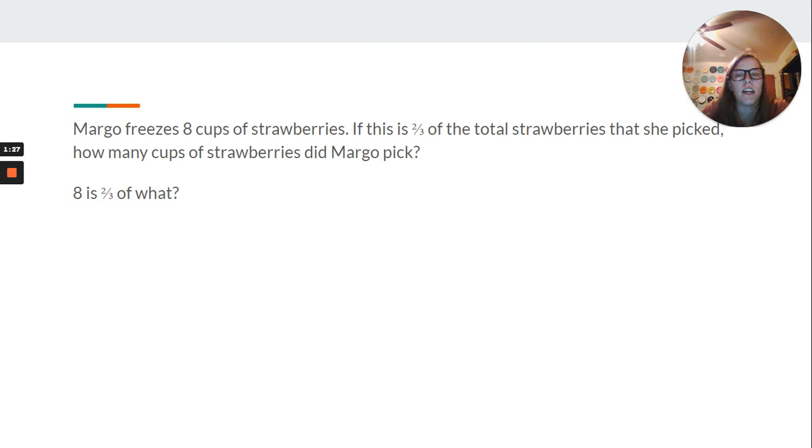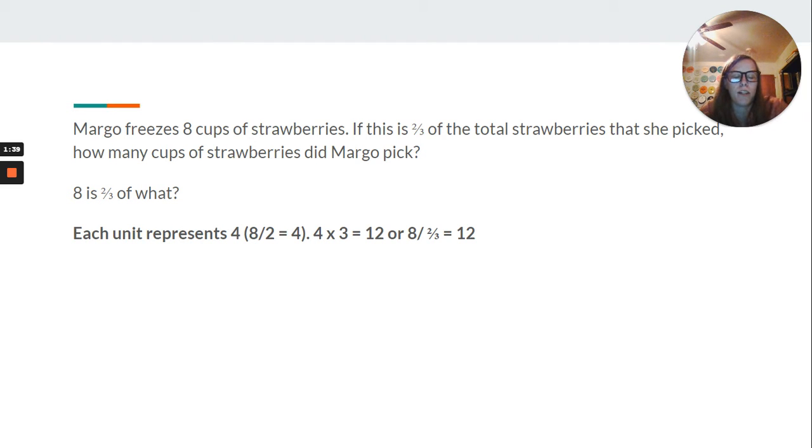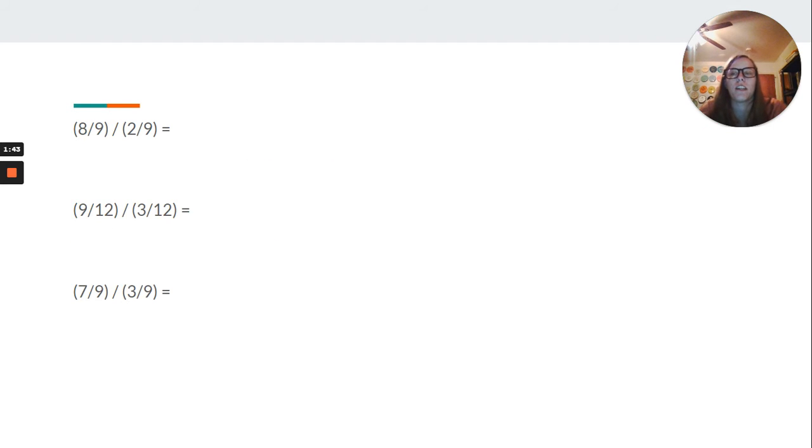Next, Margot freezes 8 cups of strawberries. If this is 2/3 of the total strawberries that she picked, how many cups did she pick? 8 is 2/3 of what? So each unit represents 4, because 8 divided by 2 is 4, so 4 times 3 is 12, so she picked 12 cups of strawberries.